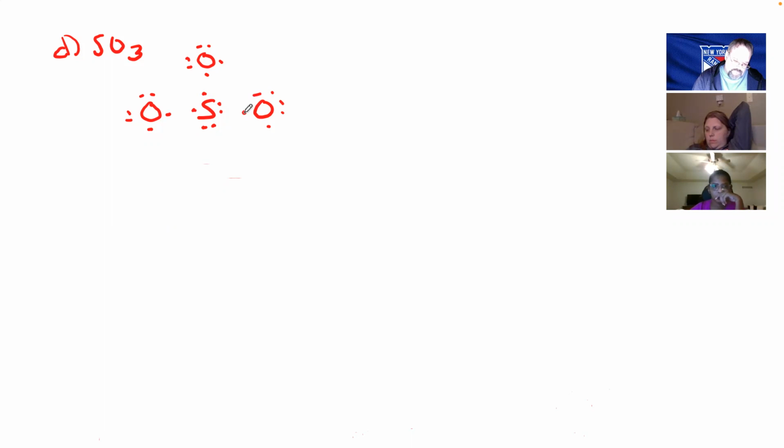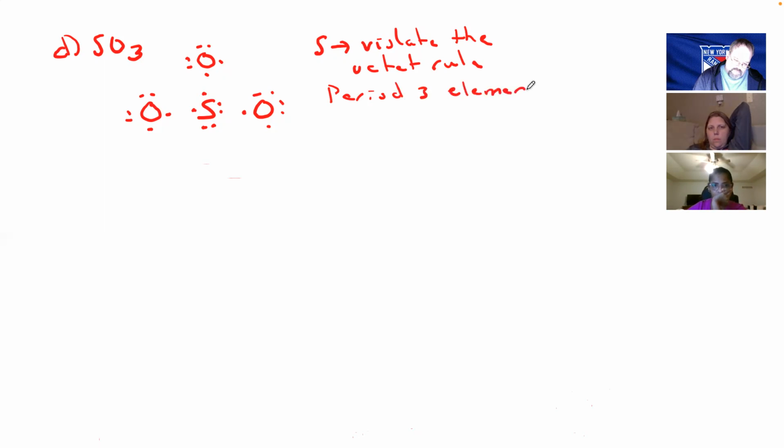So the sulfur here is actually going to violate the octet rule. The reason why is because period 3 elements and above can actually do so, because they have empty d orbitals that give them space for more than 8 valence electrons. Period 2 elements can never have more than 8 valence electrons. Period 3 elements usually want 8, but they can go above and beyond.